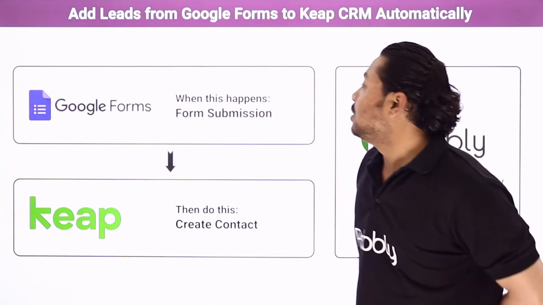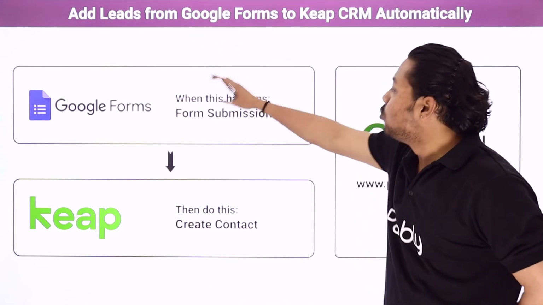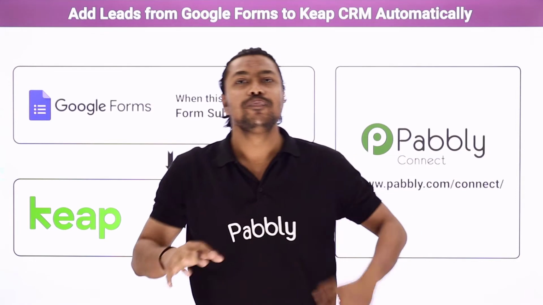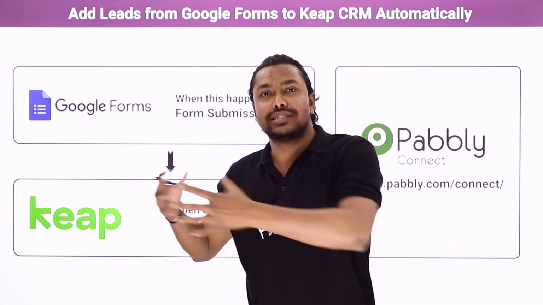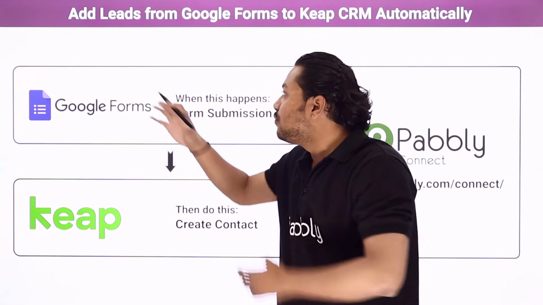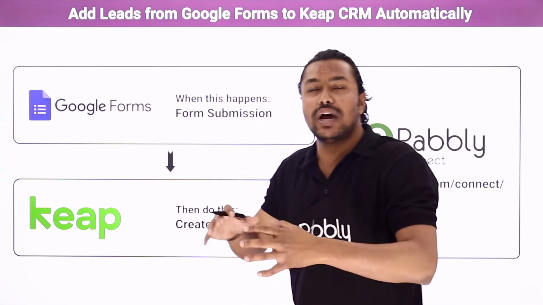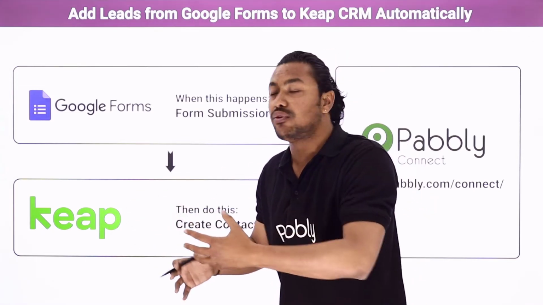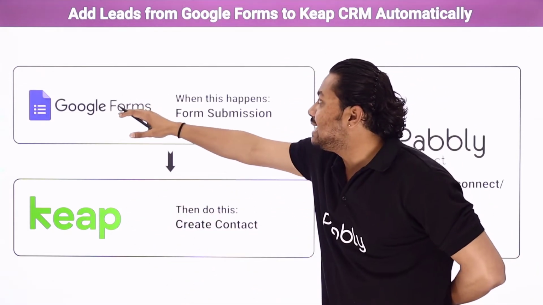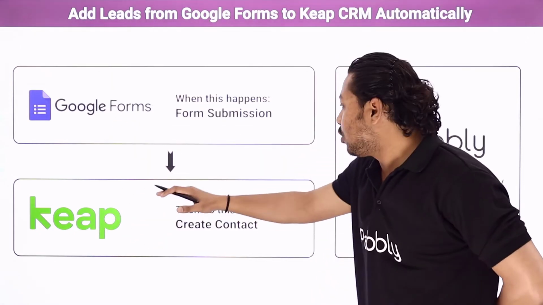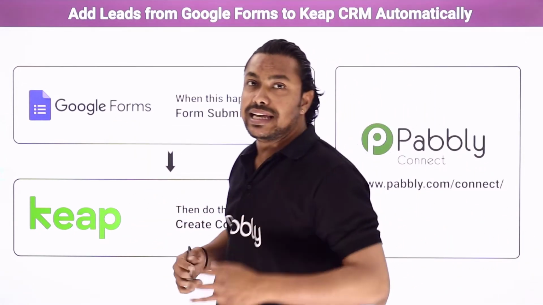So today I am going to tell you how you can add leads from Google Forms to your Keap CRM automatically. Now, suppose you are running a survey form or any kind of form online. When people fill these forms which you have been circulating online on your website or on some social media platforms, what will happen? The details from these forms will be taken by Keap CRM and an automatic contact will be created in Keap CRM.